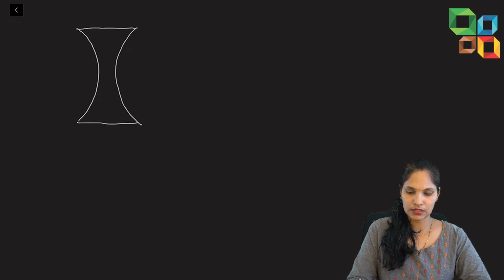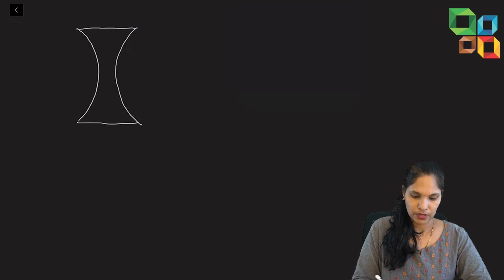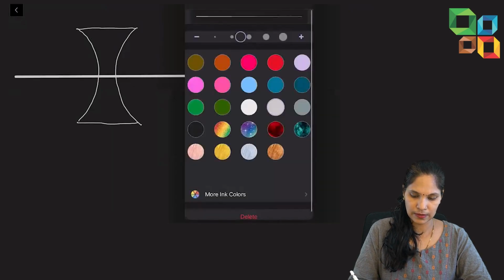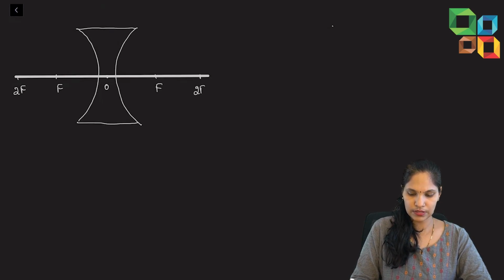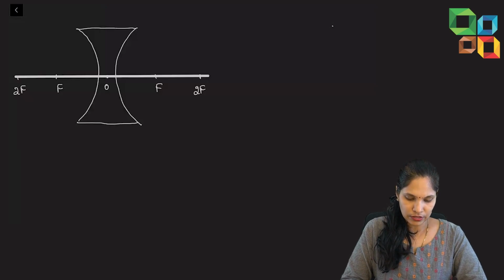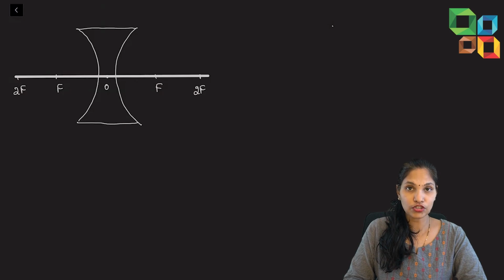So say this is a concave lens. This is a principal axis. The optic center. First focus. Second focus. First focus. Second focus. Actually, the measurements should be the same from here to here, from here to here. Length should be the same.